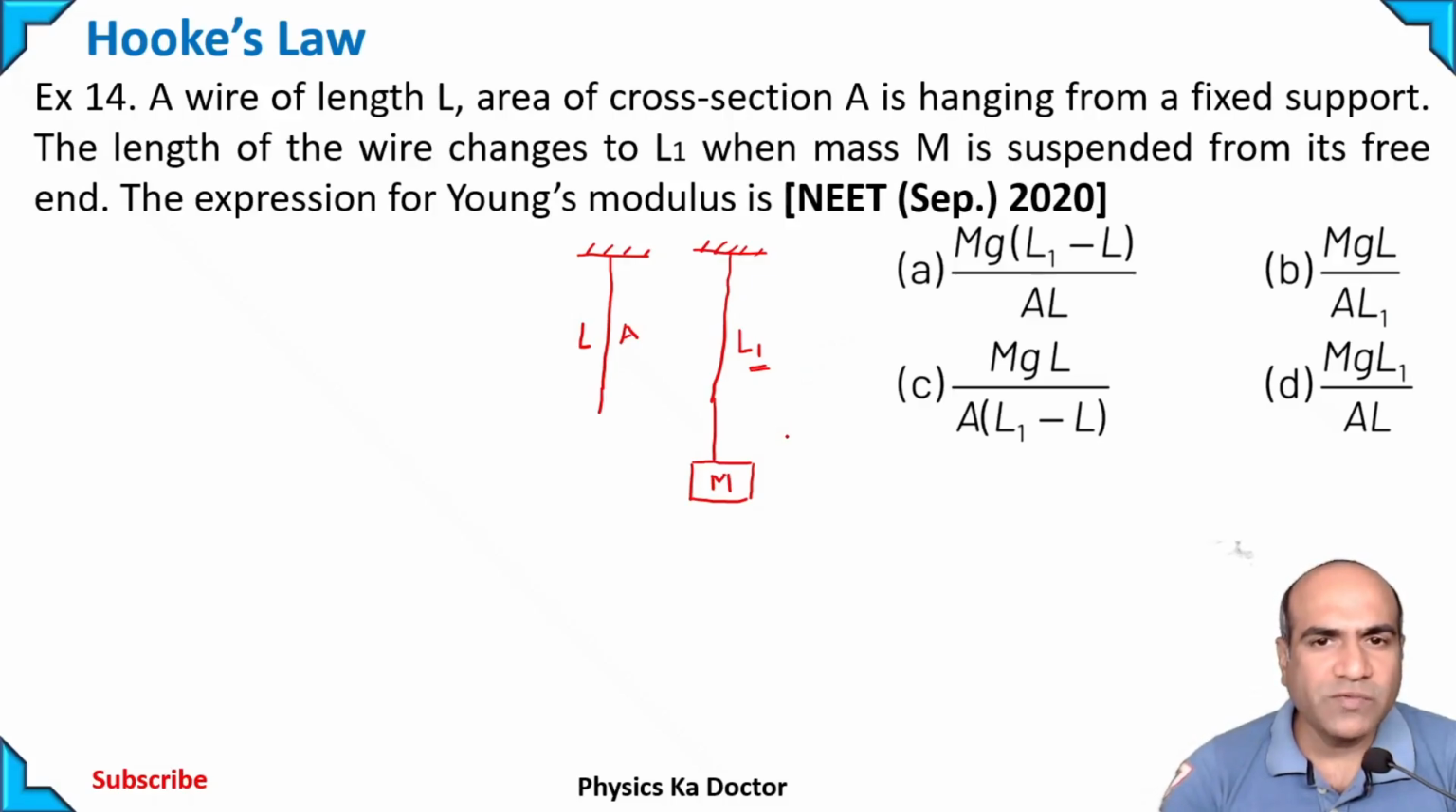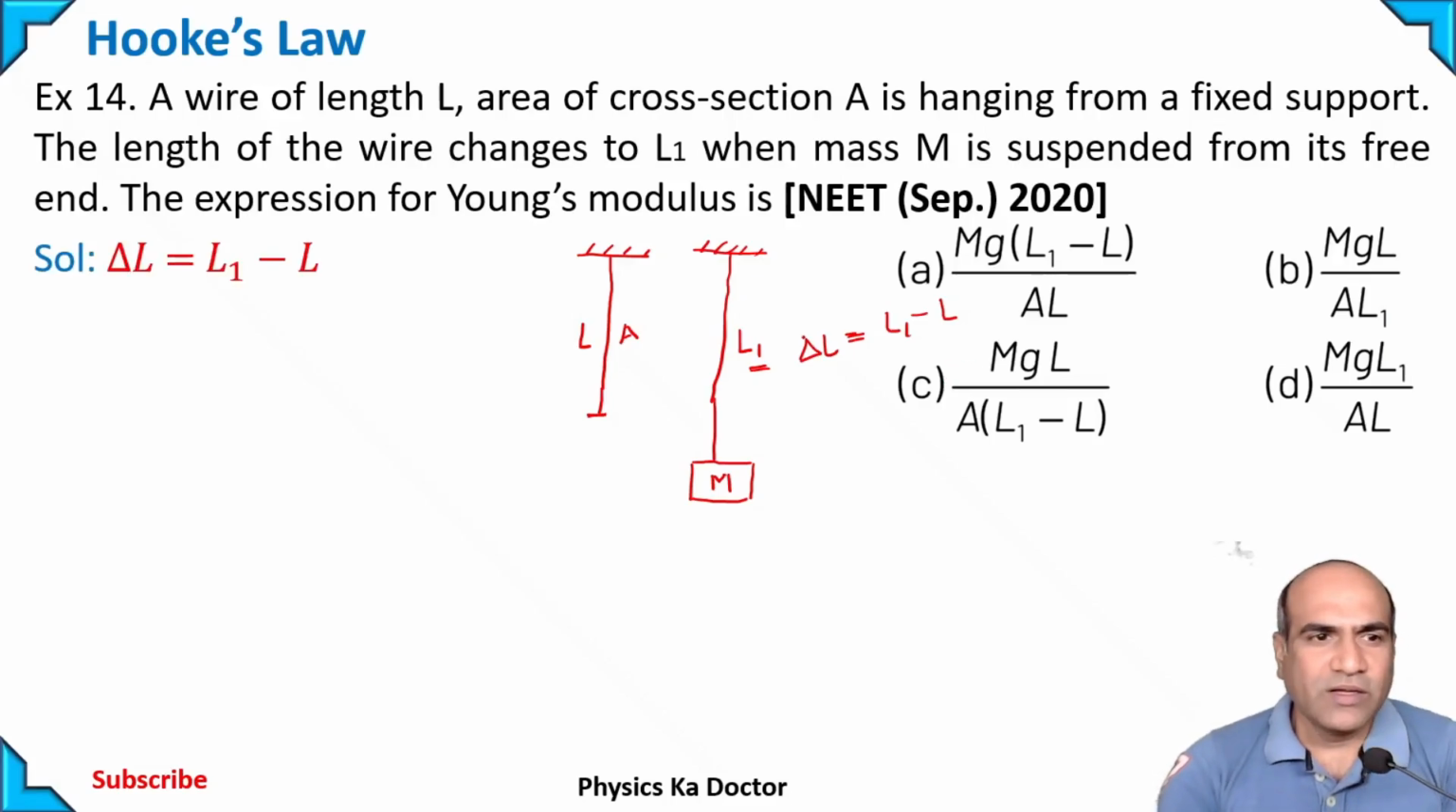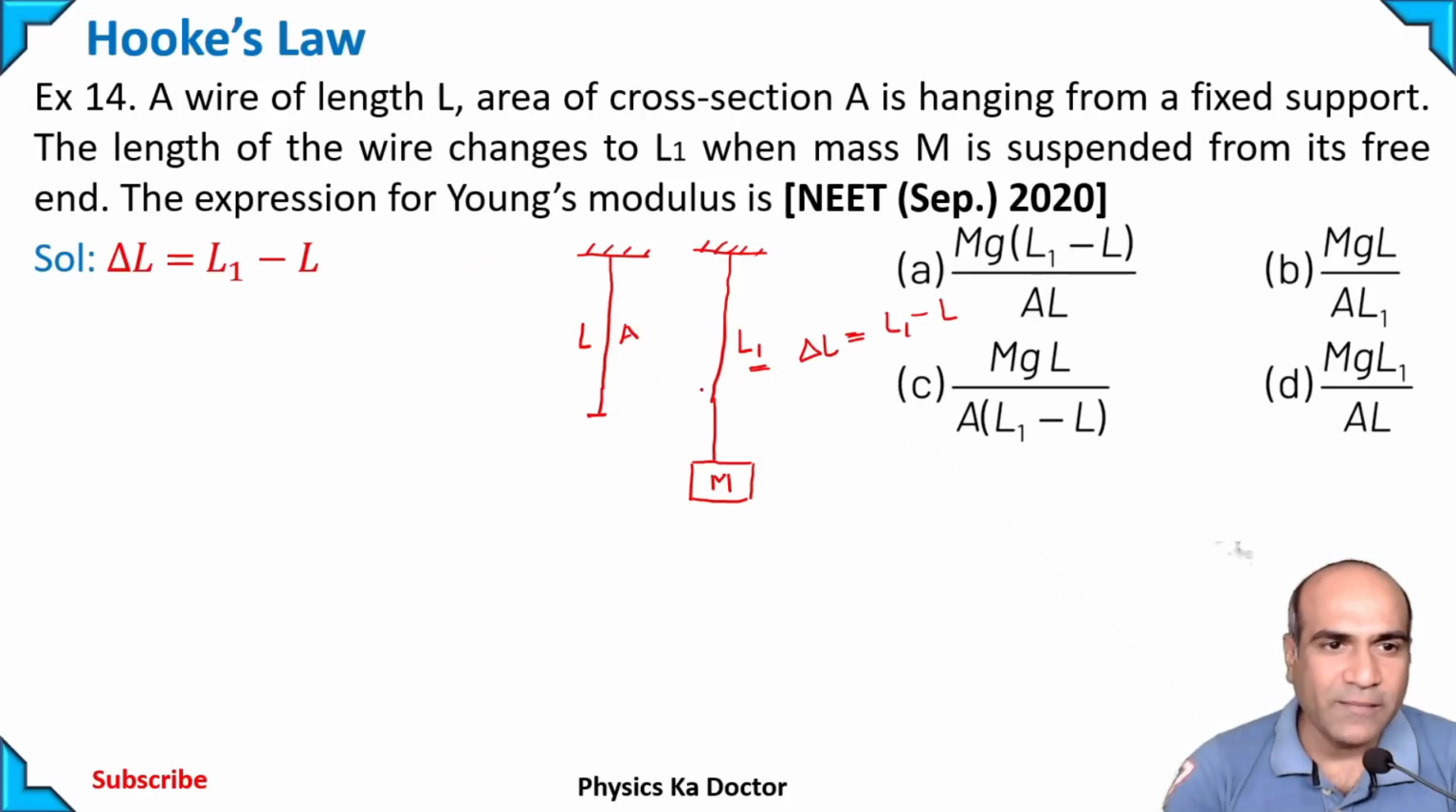We know that because of this, the original length is L, the new length is L1. So if you want to find delta L, the increase of length, that becomes what? L1 minus L. Right? So a very simple question is asked here. Let us just solve. The increase of length is L1 minus L.